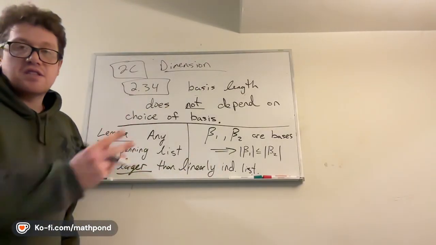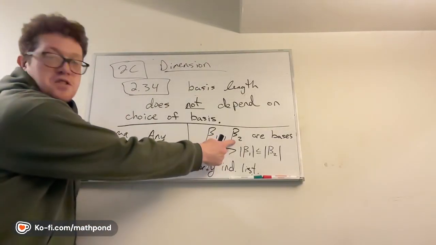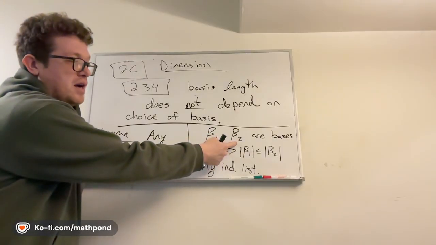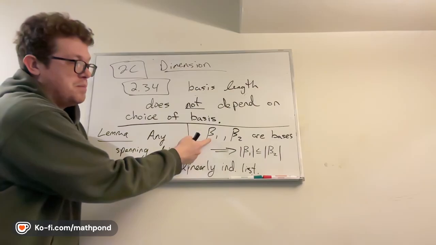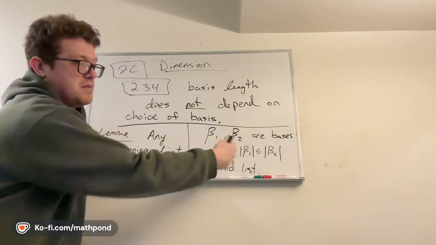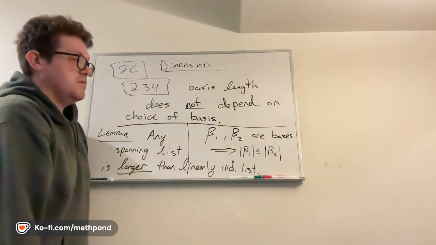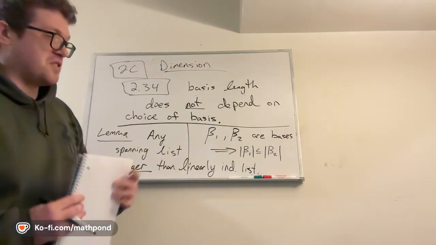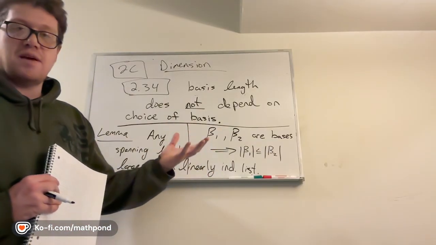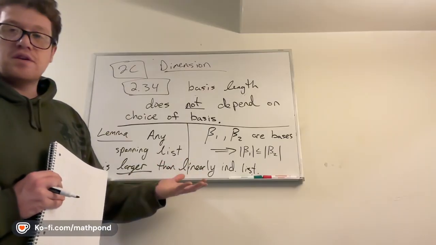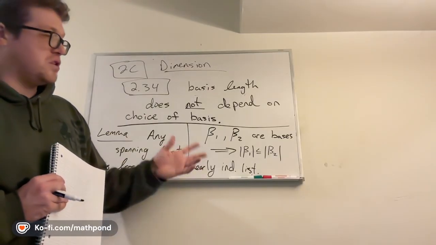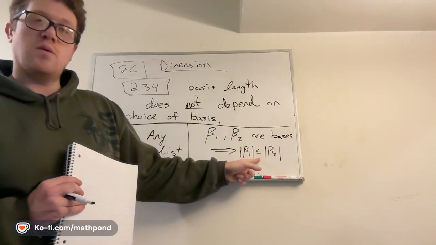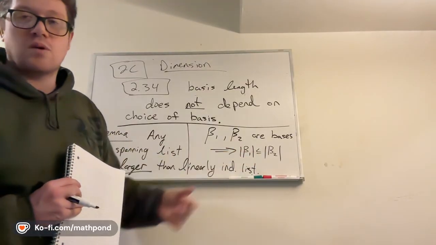But the argument is symmetric, right? Because beta 2 is also linearly independent and beta 1 is a spanning set, so beta 2 is less than or equal to beta 1 in size. So you get inequality both ways. I'm kind of running out of room, but it's the same exact argument, just reversed. The bases have the same properties. They're both linearly independent and they're both spanning sets. So you use this lemma in one direction, you get the inequality one way. You use it the other way, you get the inequality the other way.